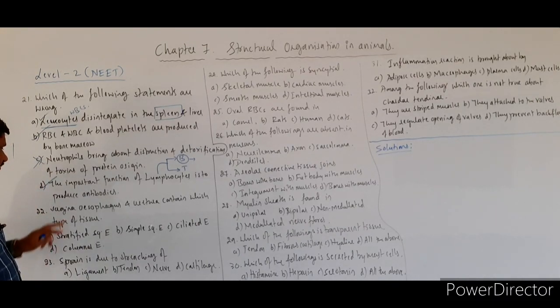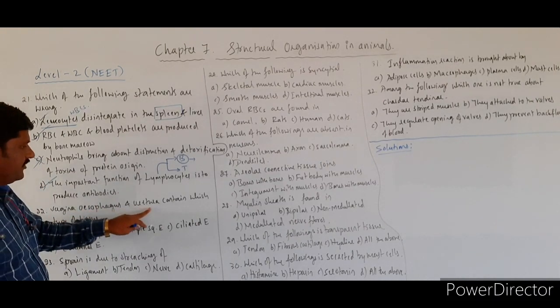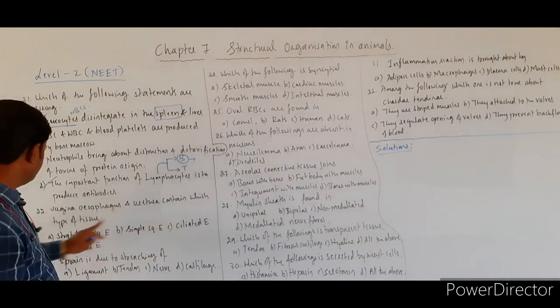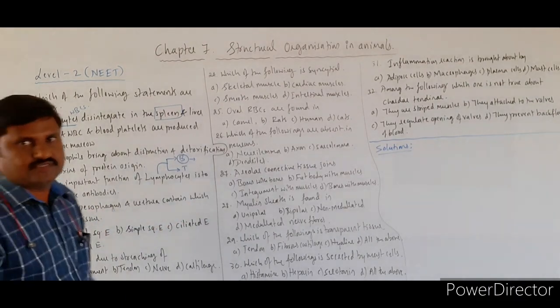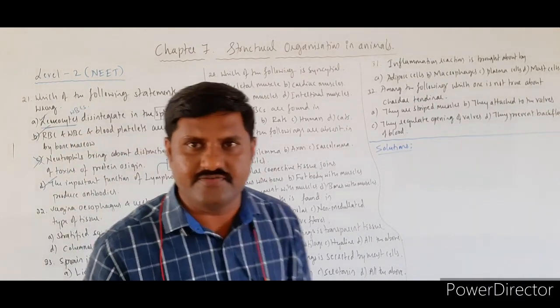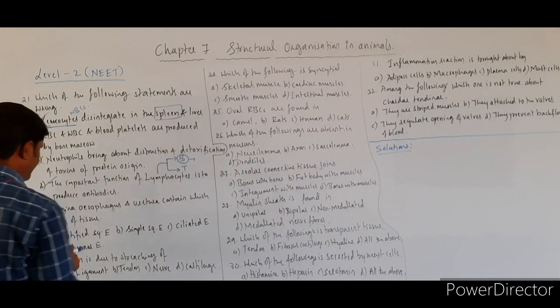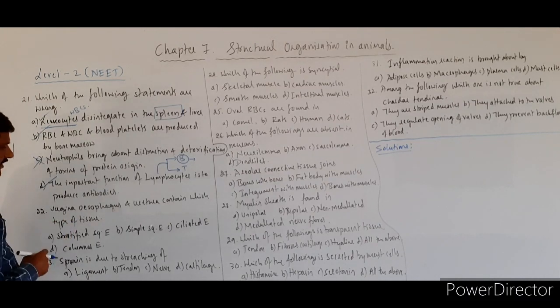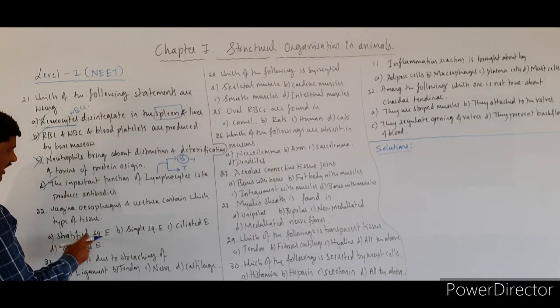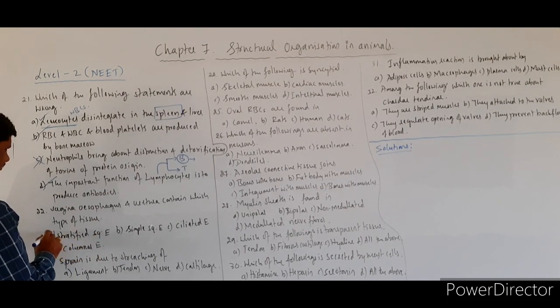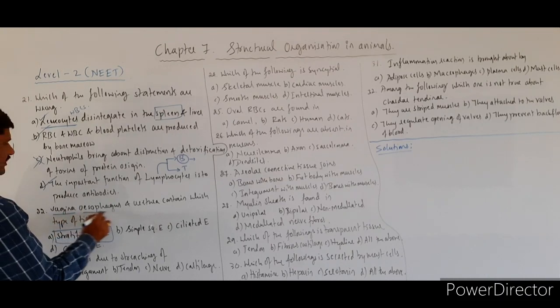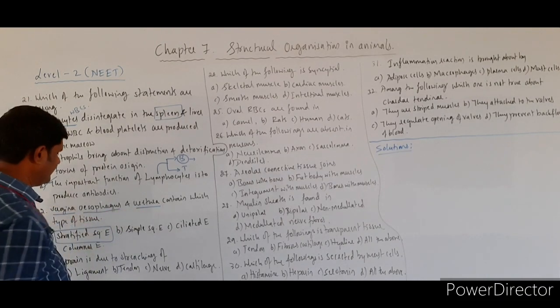Next one: vagina, esophagus and urethra contain which type of tissue? See here, these are all lined with smooth linings. So they are usually lined with... I have already told you. Stratified squamous epithelium is present in the vagina, esophagus and urethra.